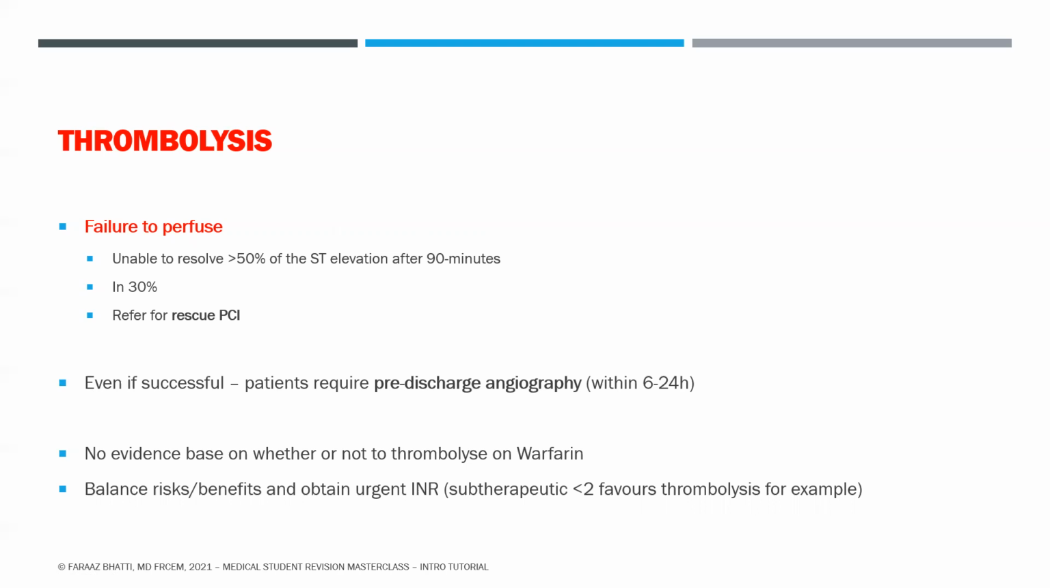As we mentioned, warfarin is a relative contraindication. However, there is no evidence base on whether or not to thrombolyze. So with these patients, you have to balance risk and benefits and obtain an urgent INR. So for example, if the patient is subtherapeutic with an INR of less than 2, you may consider thrombolysis, whereas if it was above 3, you wouldn't. Between 2 and 3, you'd really have to weigh the risks and benefits of thrombolysis and the possible increased risk of bleeding.